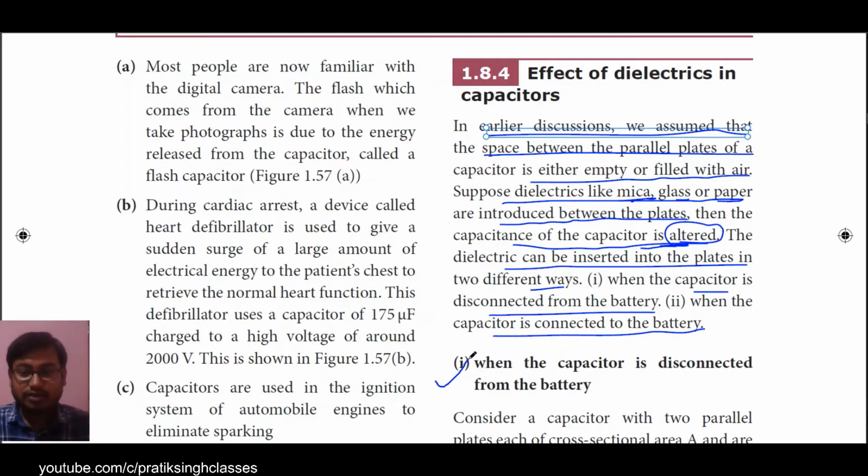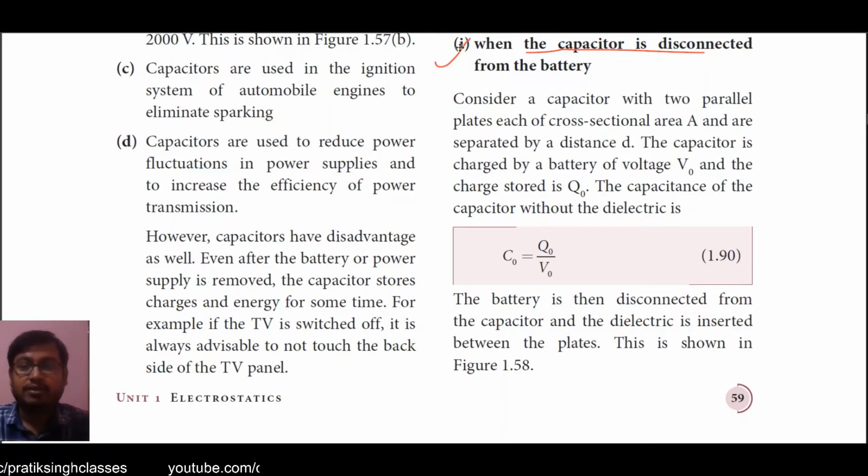Coming to the first one. First, when the capacitor is disconnected from the battery. Consider a capacitor with two parallel plates, each of cross-sectional area A, separated by a distance d. The capacitor is charged with a battery of voltage V0. That means the initial voltage of the battery is V0 and the charge stored is Q0.